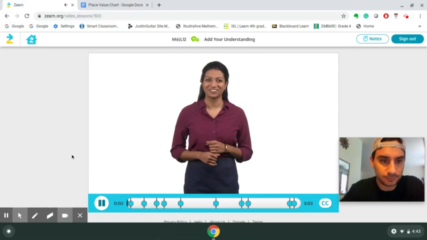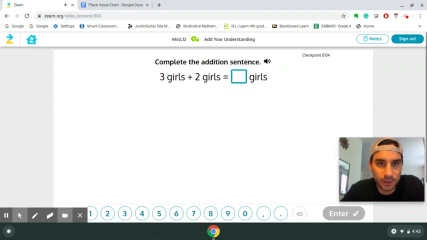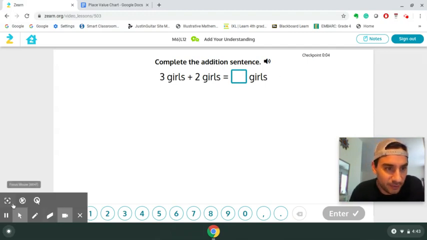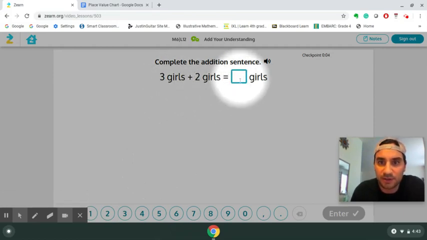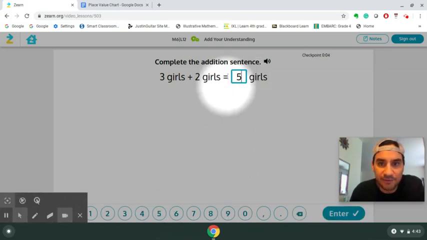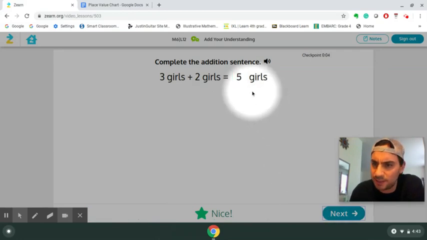What's up, math chatter? Let's chat math. All right, very simple question. Let's complete the addition sentence. Here we have 3 girls plus 2 girls. How many girls does that equal? If you said 5 girls, you are correct. Very nice job. Pretty simple addition problem.